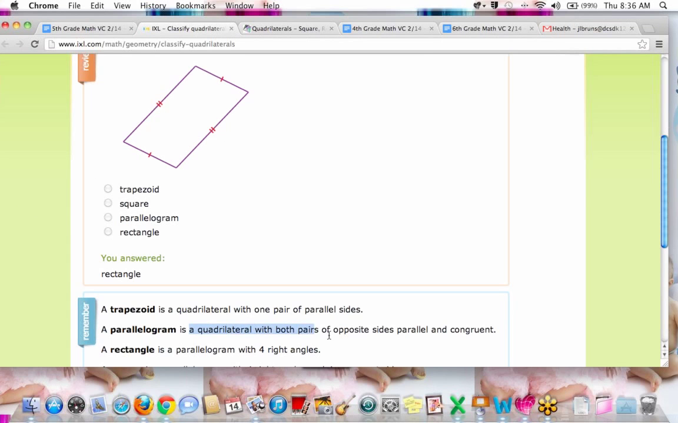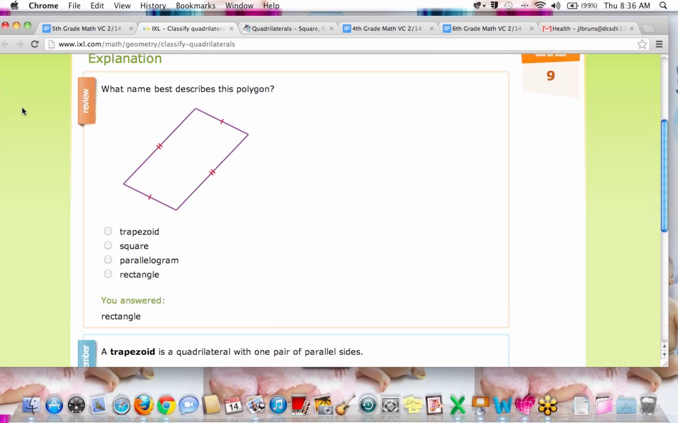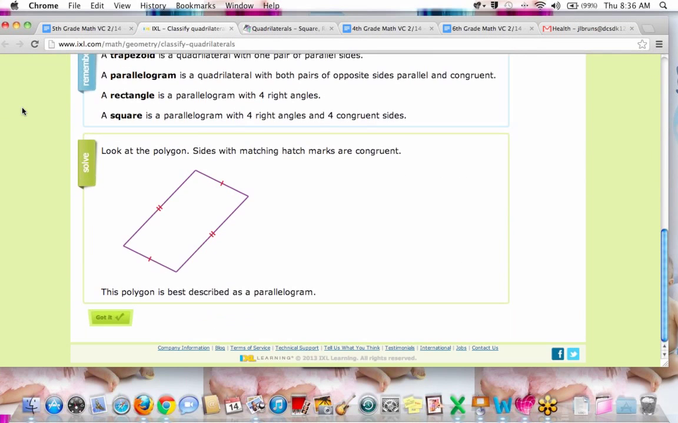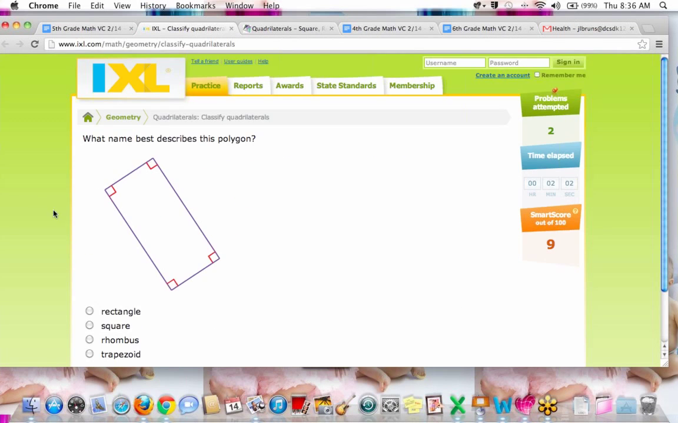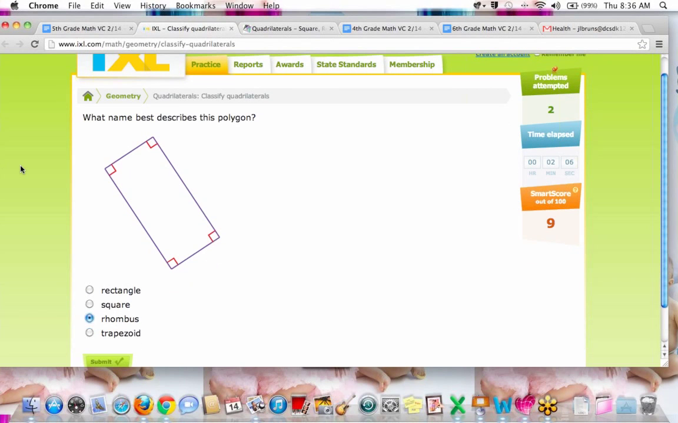It's a quadrilateral with both pairs of opposite sides that are parallel and congruent. And you can tell by these lines, that's what those little red marks mean, is that this line and this line are parallel, and then this line and this line are parallel. And yes, it does have a slant to it. So that was tough. It's okay though, because that was tricky. Now, what are we looking at? Most of you said this for the last one.